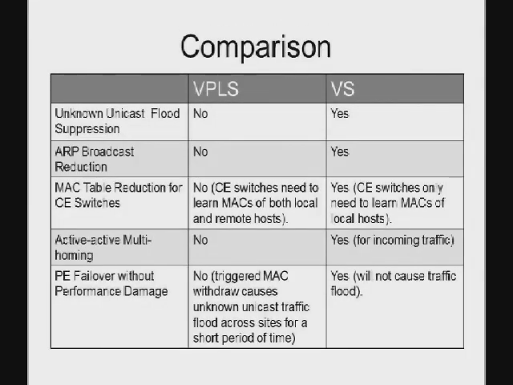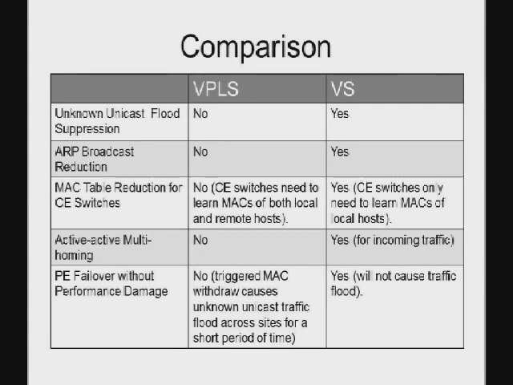This is a brief comparison between VPLS and the virtual subnet as a DCI solution. VPLS cannot reduce unicast flooding across multiple data centers, but virtual subnet can achieve that goal. VPLS does nothing about ARP broadcast reduction, and VS can reduce the ARP flooding by using the ARP proxy technology.